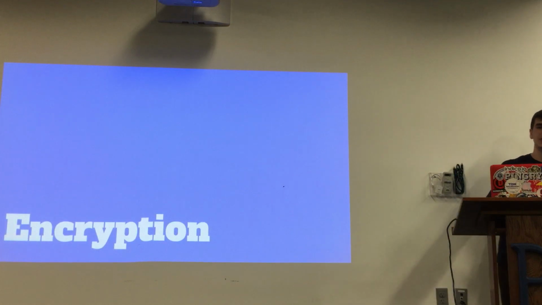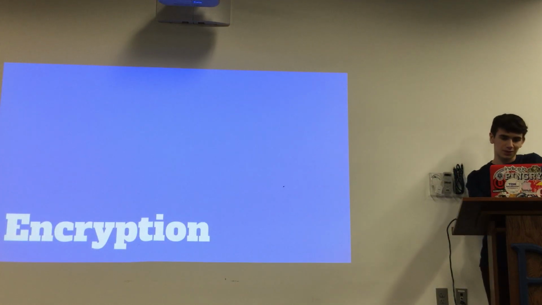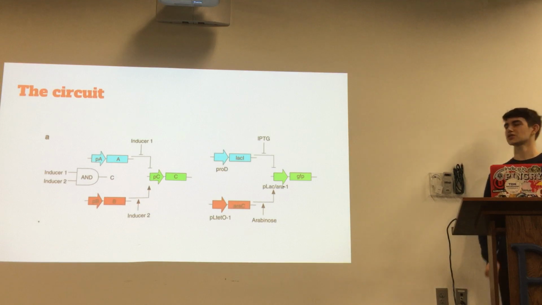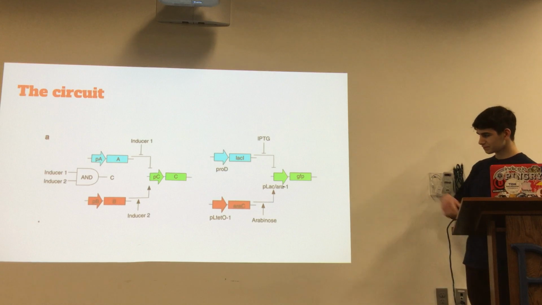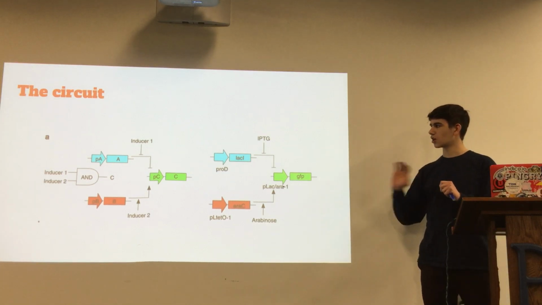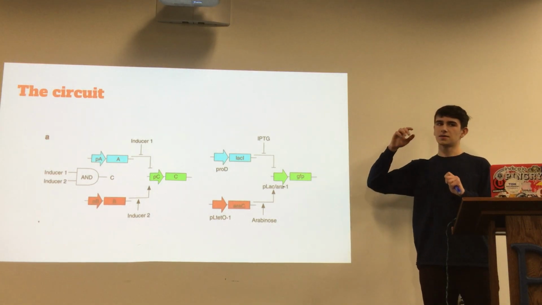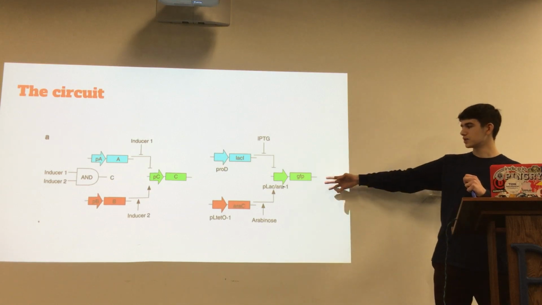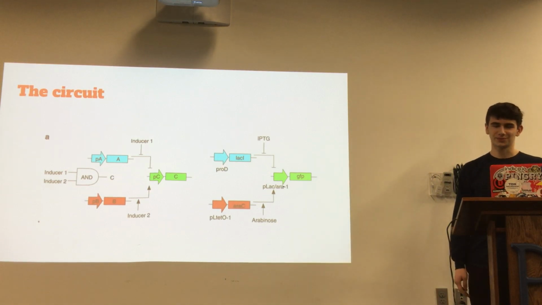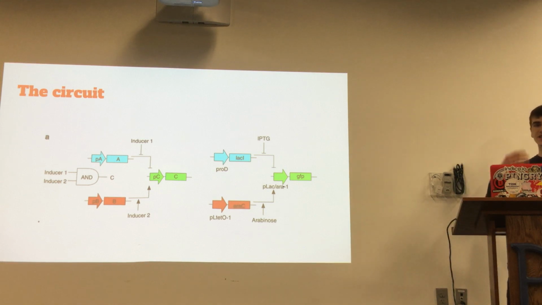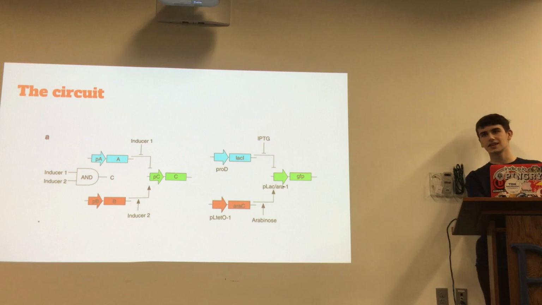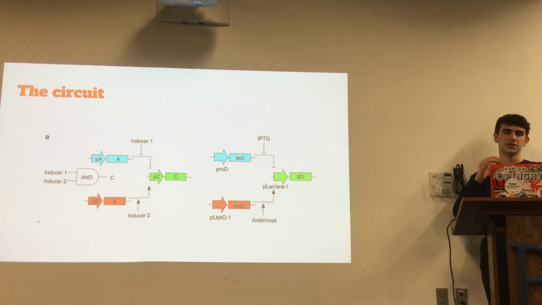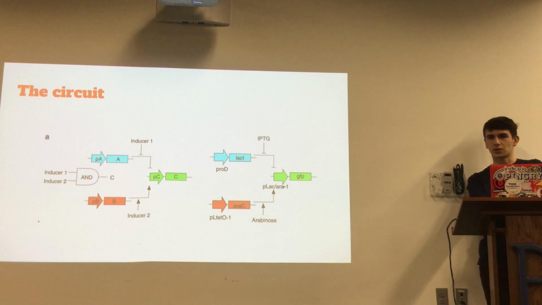So without further ado, let's dive into the encryption part of this paper. The circuit they were looking at was a pretty simple AND gate. So if LacI and TetR are both present, these two inducers turn the switch on, and then we get GFP produced. And if any of you are taking biology here, GFP is the green fluorescent protein. They're going to use that to test the viability of these circuits. Any questions so far? All right.